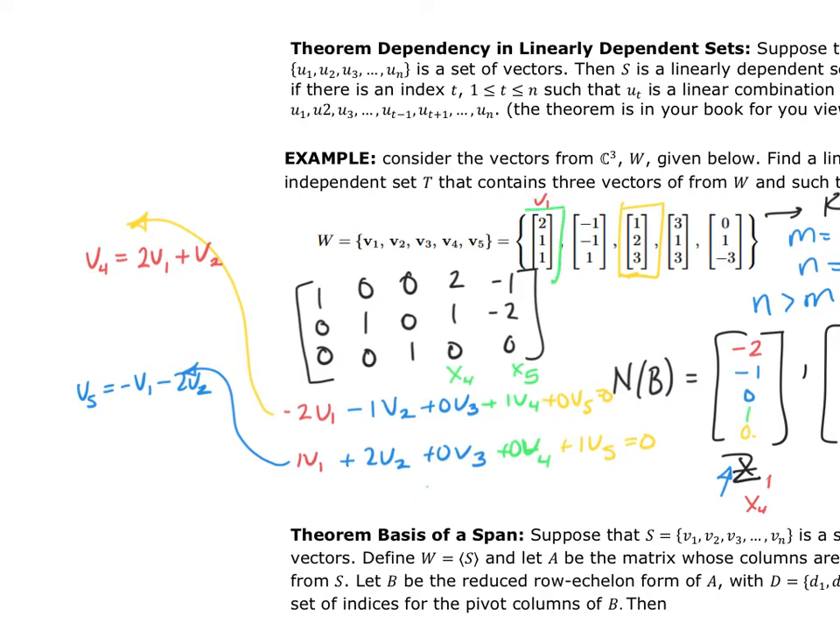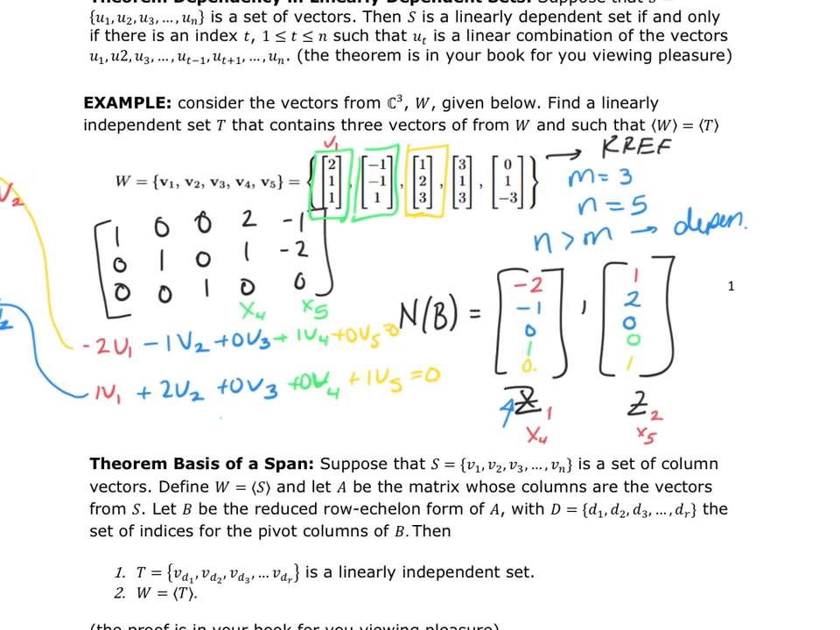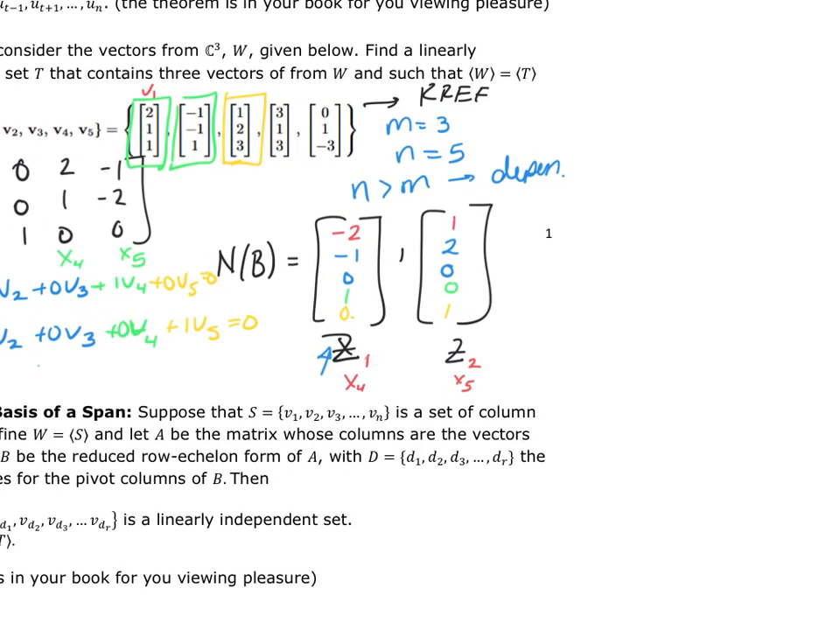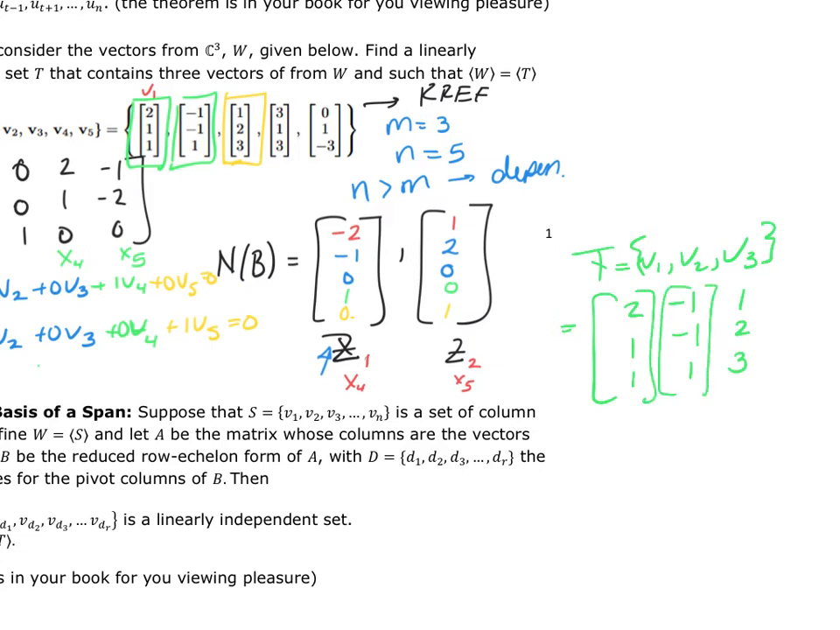So the subset that I'm going to choose that will be linearly independent, and has the 3 vectors, is going to be those 3 vectors. So my choice, my subset T, will be v1, v2, and v3. Or in other words, my vectors are going to be 2, 1, 1; negative 1, negative 1, 1; and 1, 2, 3. And these are vectors with commas between them. So that is the subset. T is my subset of my set W, and those will be linearly independent.